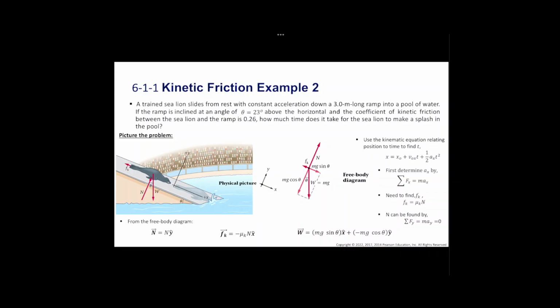Now can you do the calculations by yourself? Try to do the calculation by yourself and then check the next slide. Now these are the known parameters: length of the ramp, the angle of incline theta, and the coefficient of kinetic friction. And we are asked to find the sliding time t.